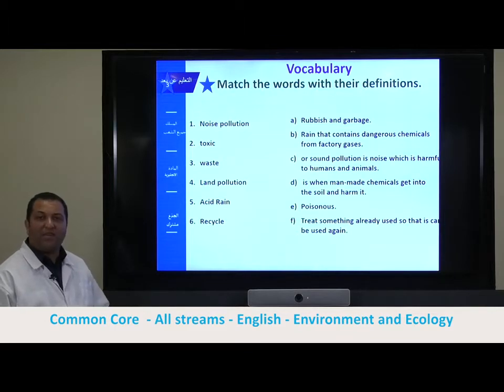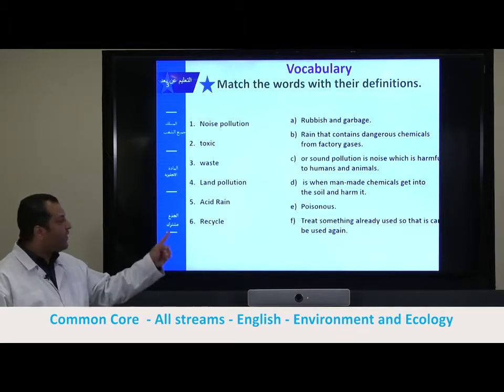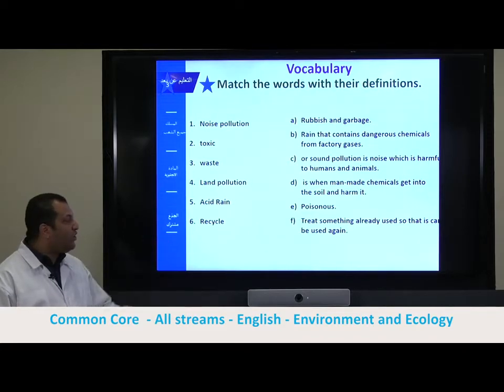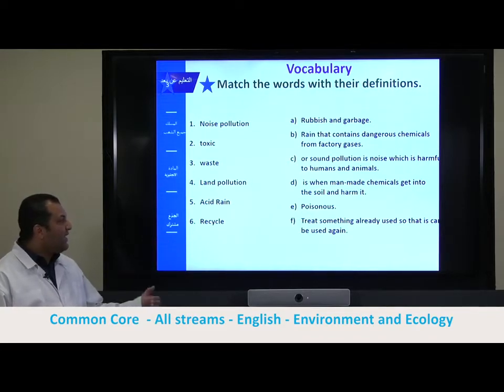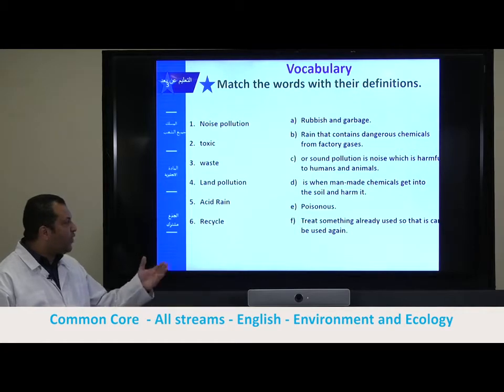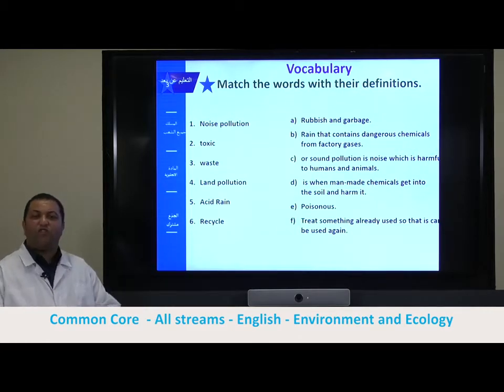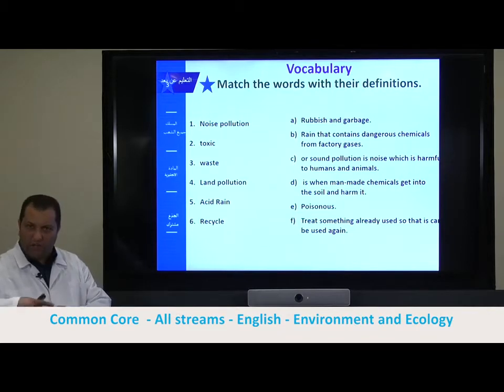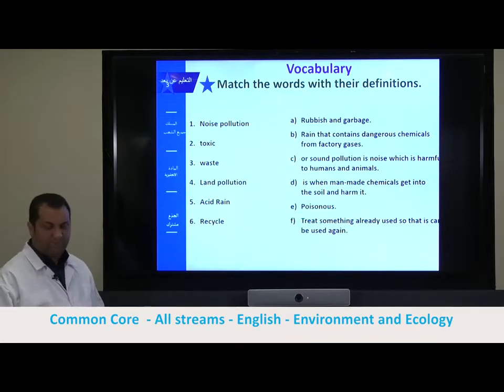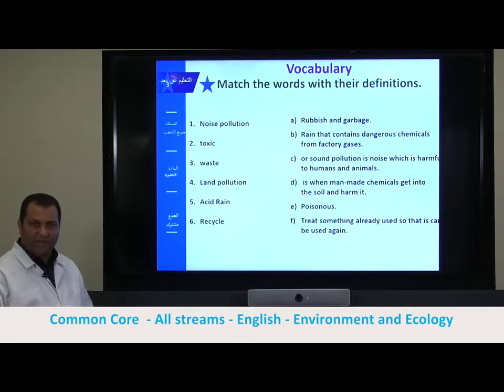E, poisonous, an adjective. The last one, treat something already used so that it can be used again. We reuse something. So please, let's correct.